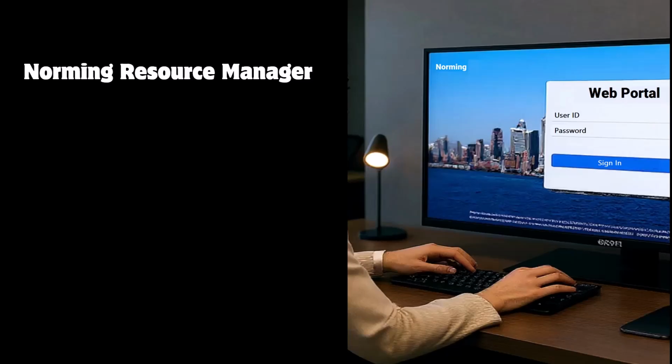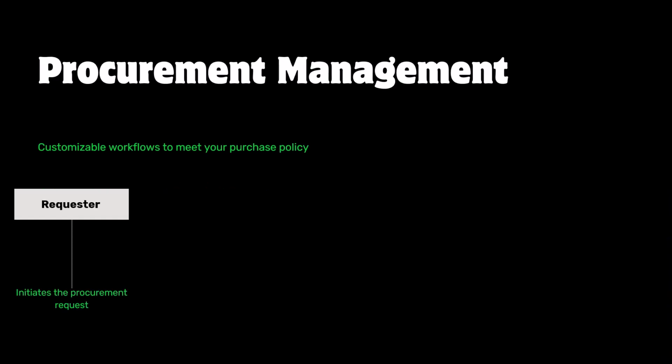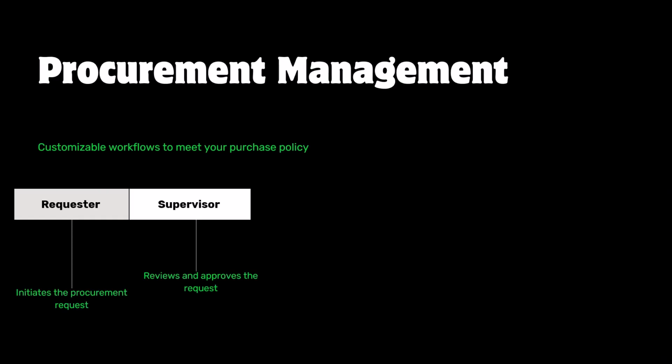Welcome. In this video, you will learn how Norming Resource Manager streamlines procurement, eliminates manual steps, and ensures real-time data synchronization with Sage 300. You will see how the requester creates and submits a purchase request. Once submitted, the supervisor and other approvers will receive email notifications. They can review the request and either approve or reject it with detailed comments.